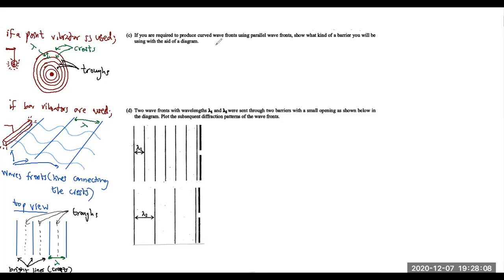If you are required to produce curved wavefronts using parallel wavefronts, show what kind of barrier you will be using with the aid of a diagram. Before I go to that, let me explain a little bit about reflection. Reflection in the ripple tank.